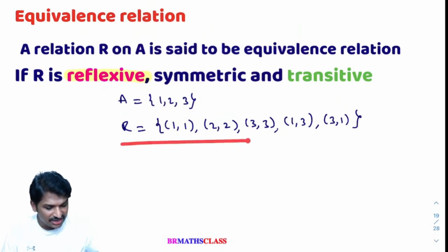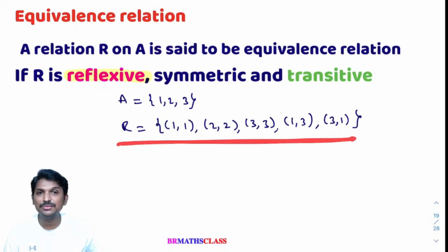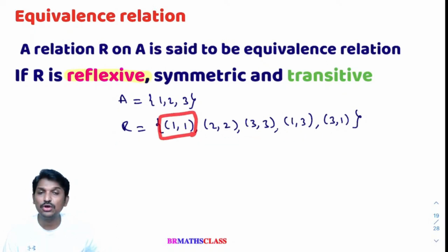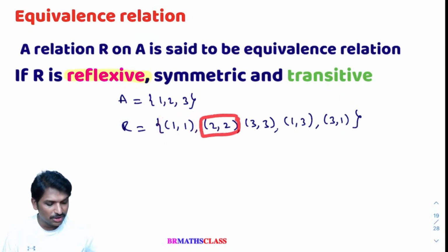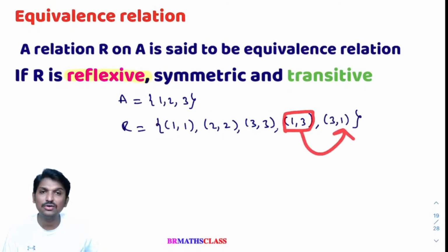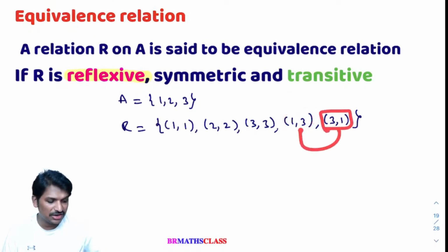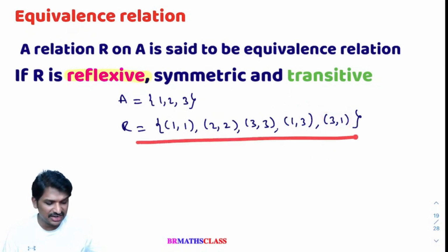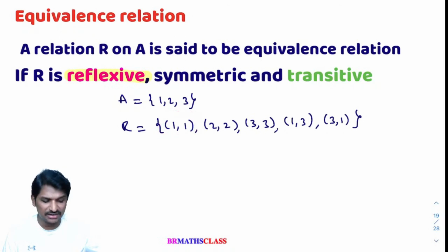Now, is this relation a symmetric relation? How to check? For every ordered pair we will check. Here 1 comma 1 is there. This type of element always satisfies the symmetric condition. The reverse order of 1 comma 1 is 1 comma 1 only. Look here, 2 comma 2. The reverse order of 2 comma 2 is 2 comma 2 only. Now only you need to look at these two elements. 1 comma 3, reverse order is 3 comma 1. 3 comma 1, reverse order is 1 comma 3. Good. So this relation is clearly symmetric, because whatever x comma y you take, its reverse order y comma x is also present in this relation.